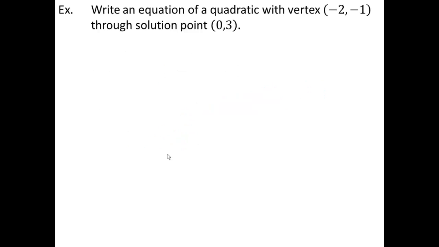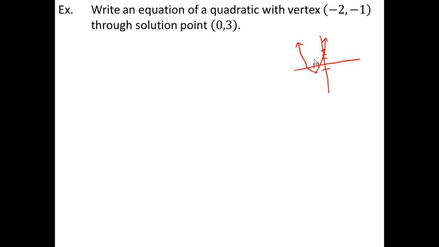So let's jump into this by writing an equation of a quadratic with the vertex at -2, -1 through the solution point 0, 3. So I want to write an equation of a quadratic with the known vertex and at least one solution point at the coordinate 0, 3. In other words, you can imagine a quadratic whose vertex is right there, and a solution point just means a point on the graph. So 1, 2, 3, so we have a solution point right here. So we have a parabola that looks something like this, and I want to write an equation for that parabola.